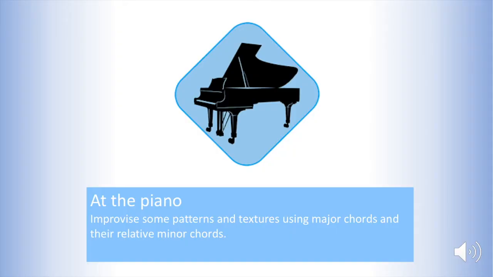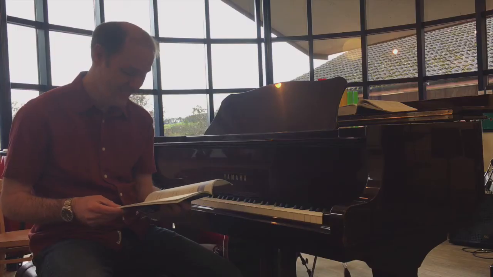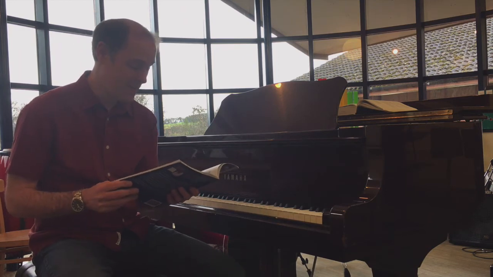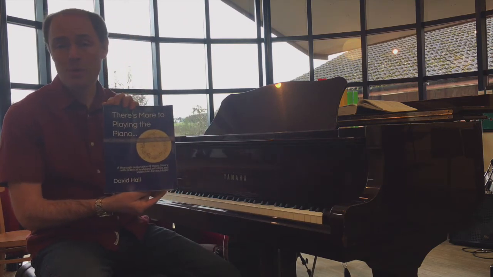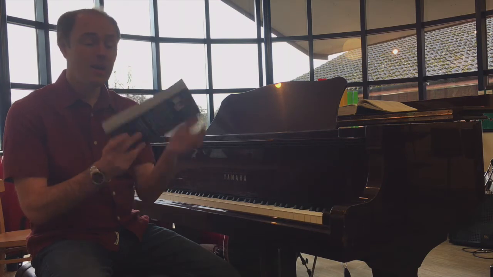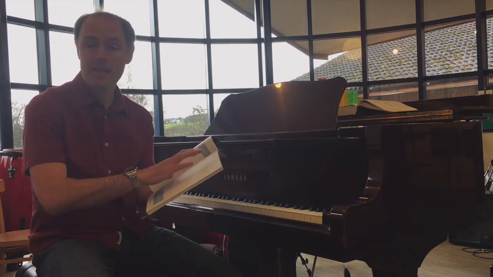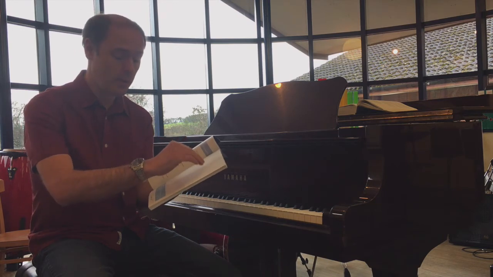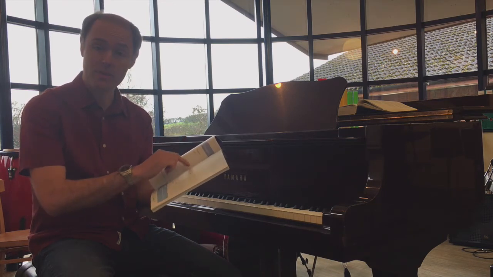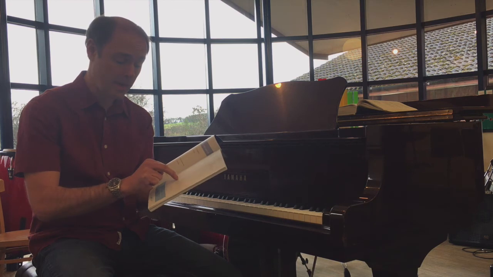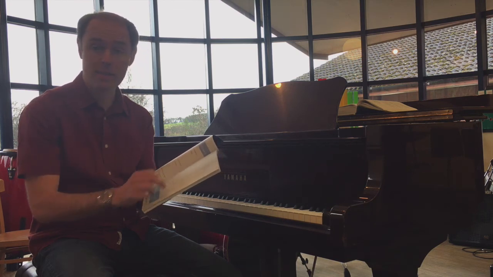At the piano. Improvise some patterns and textures using major chords and their relative minor chords. So in chapter 13 of this book, there's more to playing the piano. We've added minor keys to our cycle of fifths diagram. We've now got all 12 major keys on the outside and all 12 minor keys on the inside.